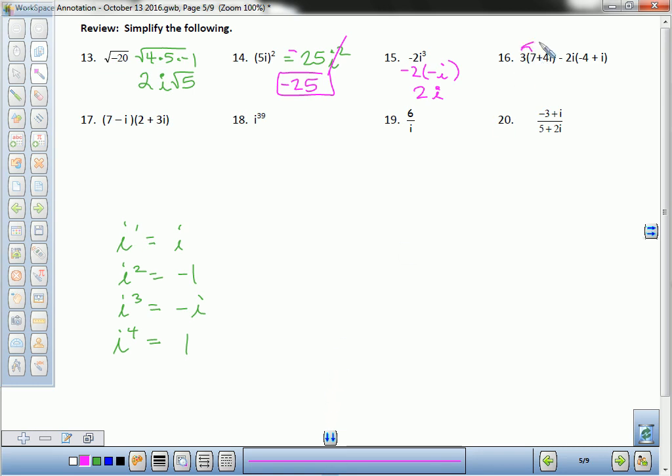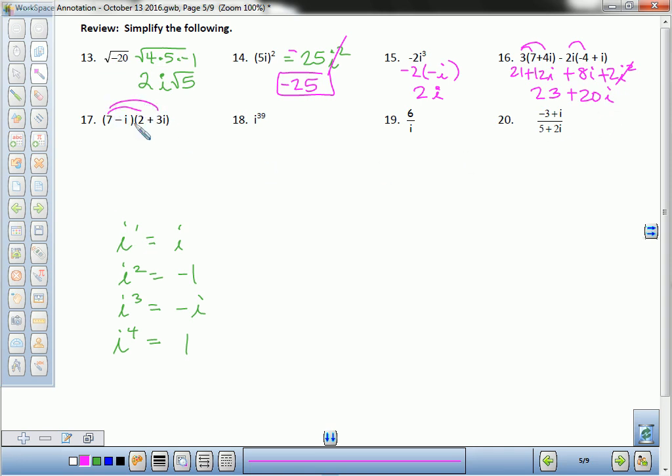All right, we got to do some distributing on this one. We get 21 plus 12i plus 8i minus 2i squared. The i squared turned that into a positive 2. This is minus 2i. Yep, that's a minus. So when I distributed it, it made a positive 8 and a negative 2i squared. The i squared turned it back into a positive. Okay, so now we're going to add like terms. That makes 23 plus 20i.